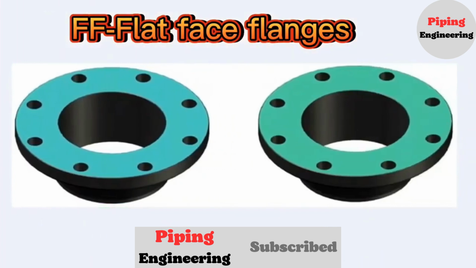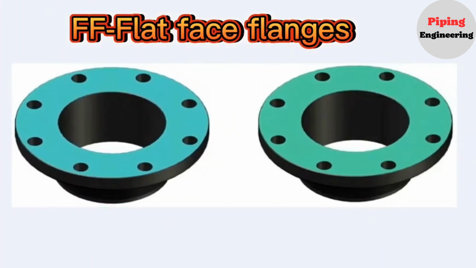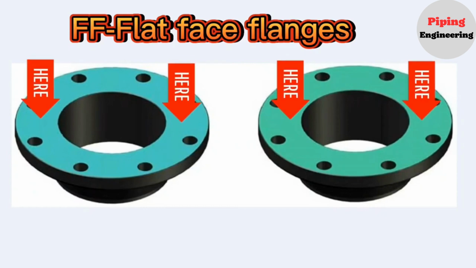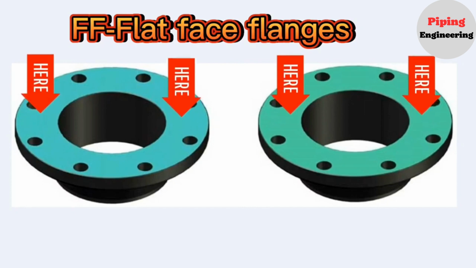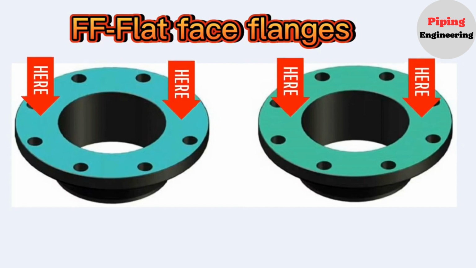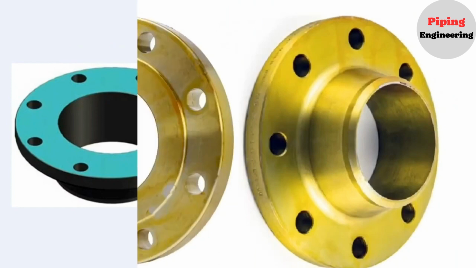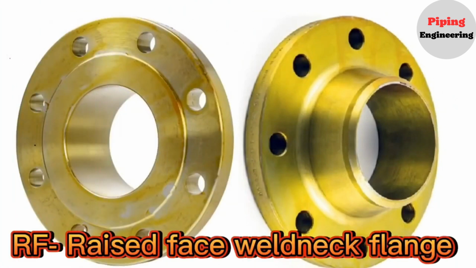Flat-faced flange, abbreviated as FF, is a flange that is machined flat and does not have a ridge like a raised face or ring-type joint flange. The flat surface allows for the gasket to have full contact with the entire mating surface. Most commonly used facings for weld neck flanges are raised face and ring-type joint.